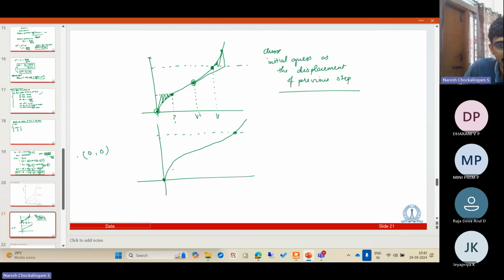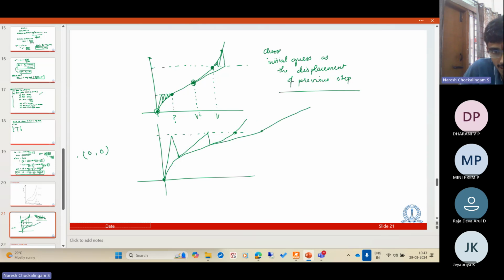I have no other idea of any intermediate point. So if I don't increase the load in steps, I have to start here every time. So I have to start here, then here I'll draw a tangent that goes somewhere here, and then this goes somewhere here. Sorry, it may go somewhere far away actually.